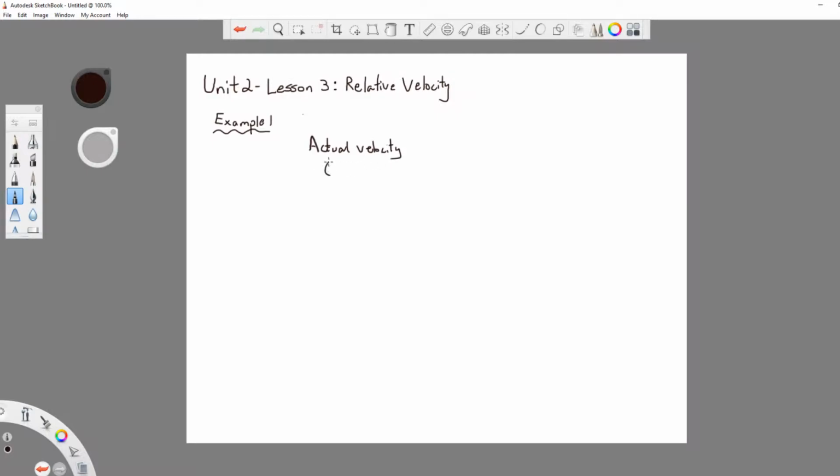and the book has here, WRT, which stands for with respect to, with respect to the ground. And we say that is equal to the velocity with no current. So velocity with no current, that's the speed the plane would go in still air, plus the velocity of wind or current.